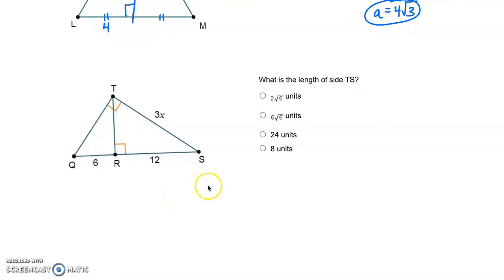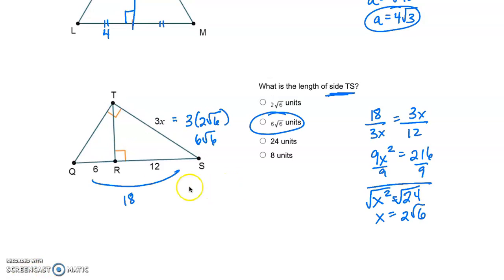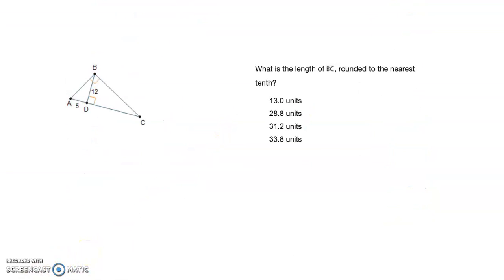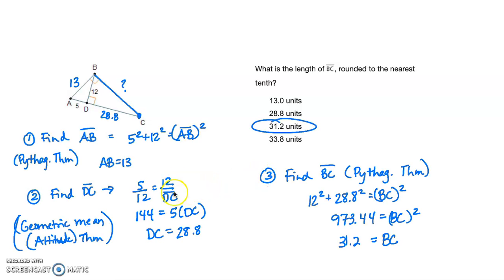Pause the video and see if you can solve this problem, and make sure you know what you're being asked for. This is using the geometric mean leg theorem. Make sure once you find x that you substitute it back in to find the correct side. All right, try one more problem and come back and check. All right, pause the video and take a look at the steps to get your correct answer.